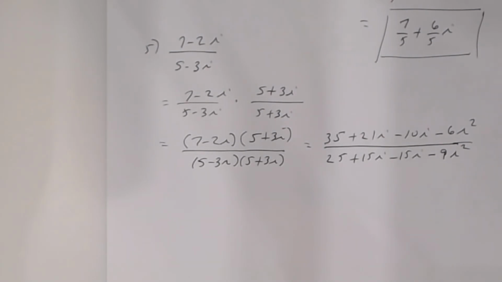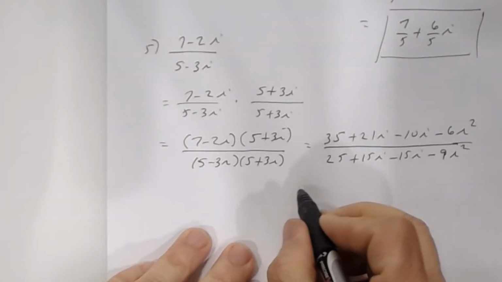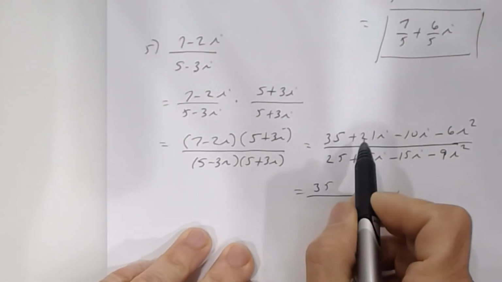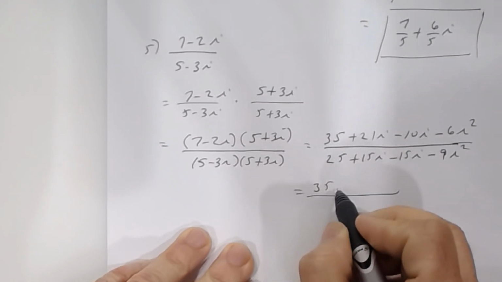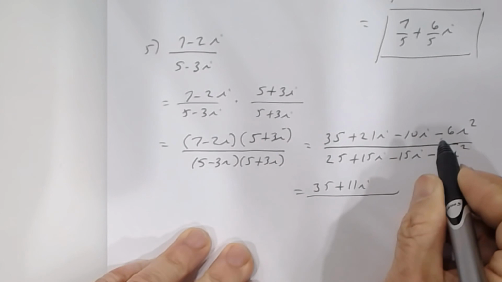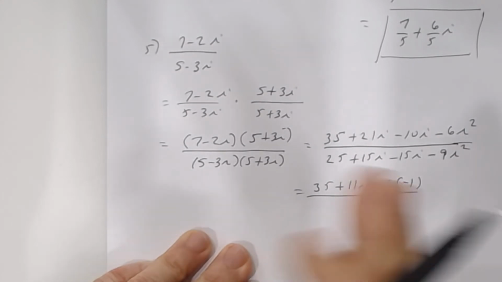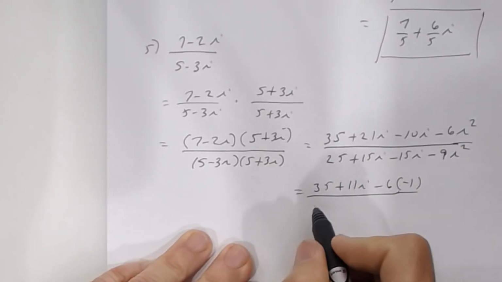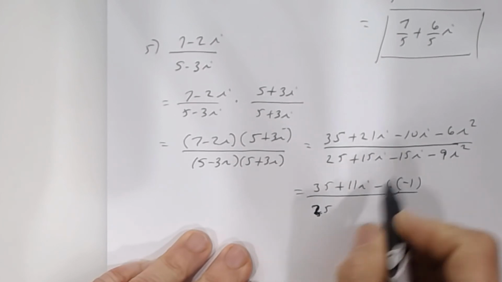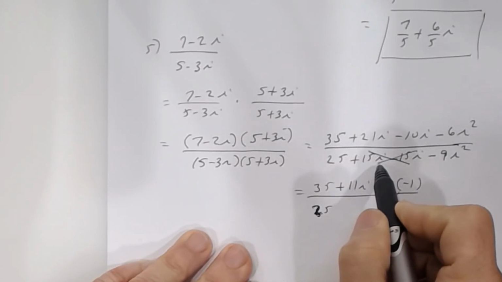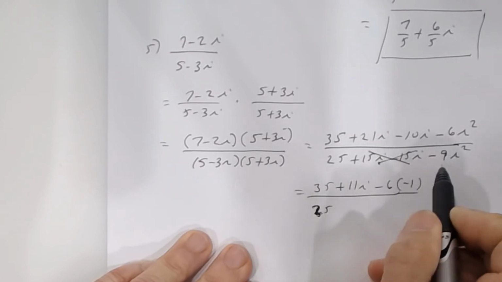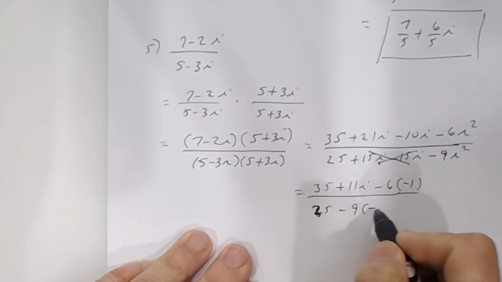So all I did was FOIL in each one. Now I'm going to go back to the numerator and combine some like terms and also rewrite i squared as negative 1. In my numerator, I have 35. What is 21i and a negative 10i? Positive 11i. And then I'm going to say minus 6 times a what? Negative 1. Now let's go to the denominator. 25. These cancel out because a positive 15i and a negative 15i is 0. Minus 9 times what? Negative 1.